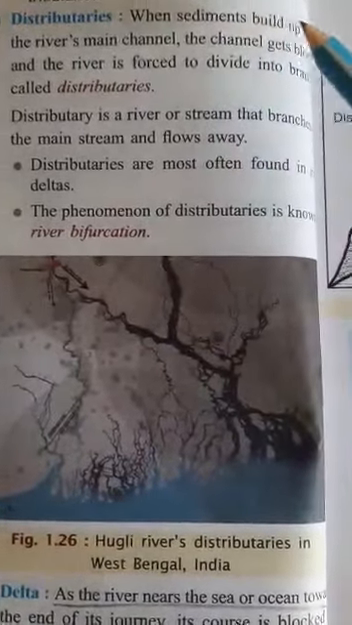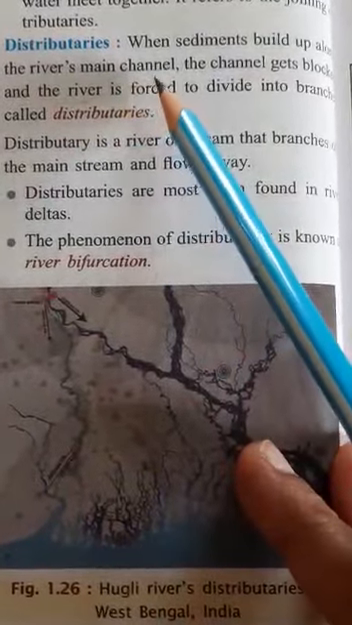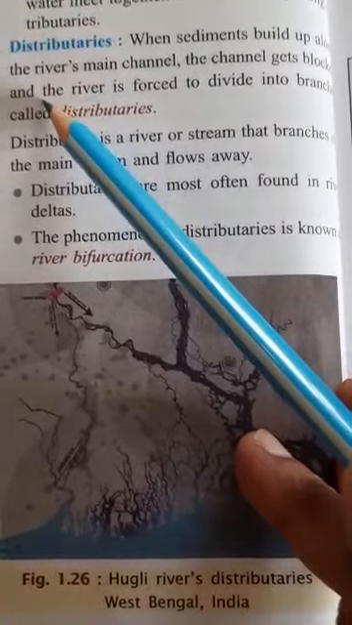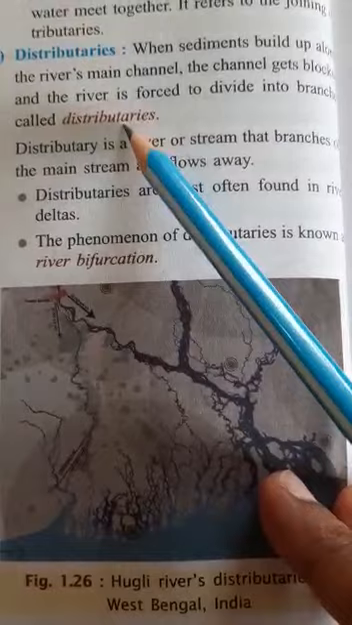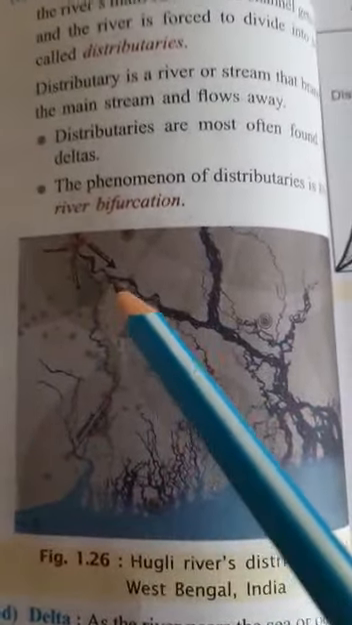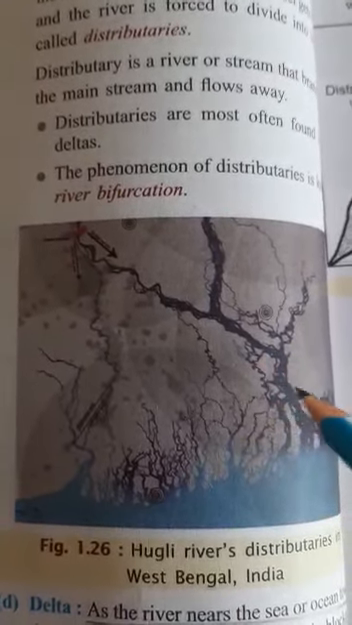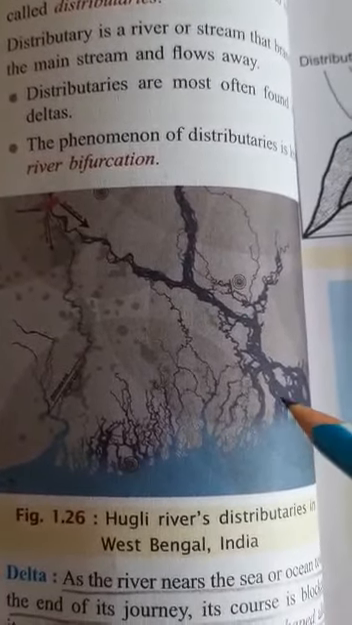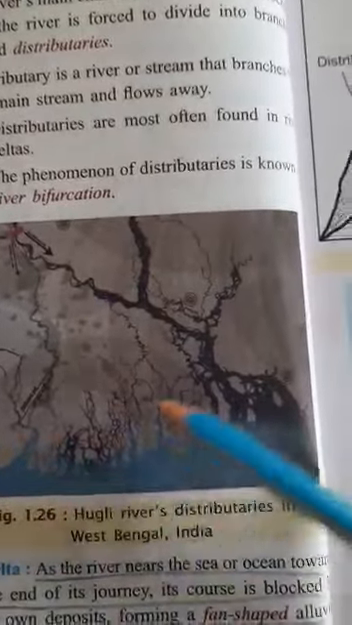Now when sediments build up along the river's main channel, the channel gets blocked. It does not allow the river to flow easily, so it gets blocked and the river is forced to divide into different branches. This is known as distributaries. See, the river flows and gets blocked by its own depositions and they form distributaries. Now distributaries are often formed in the river deltas.